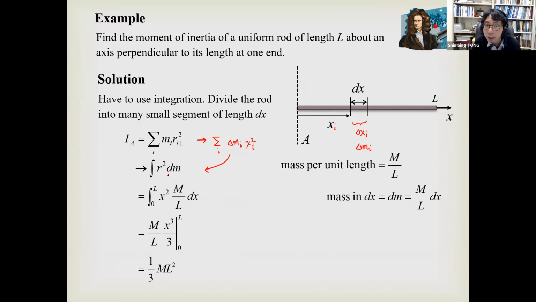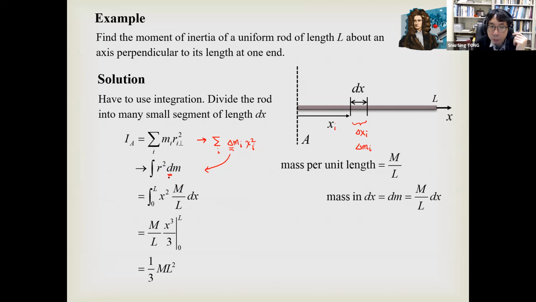Now the d goes with the delta here, because I'm considering small pieces on the rod. So it is r squared dm. The differential comes from the mass, because I'm considering a lot of small pieces of mass along the rod. Now, how do I calculate this integral? The distance for these pieces is x, right? The r is just x. So now I have x squared.